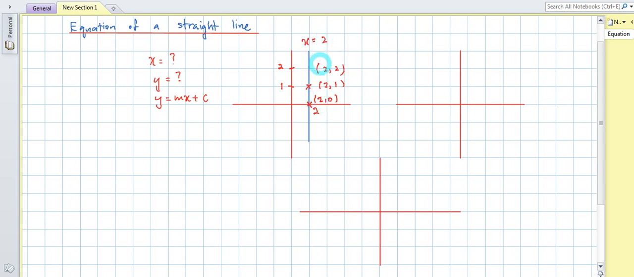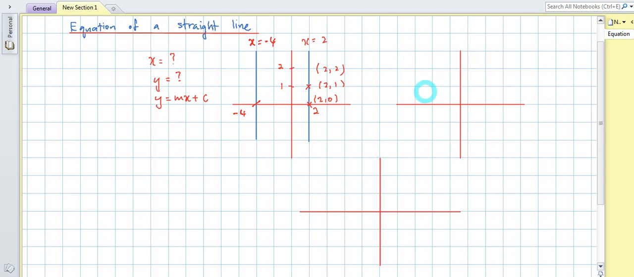This is the equation for a straight line. Okay, if let's say I have another straight line over here, at -4, so the equation for this straight line is x equal to -4, because the x coordinate always equals -4: -4, 0, -4, 1, -4, 2.